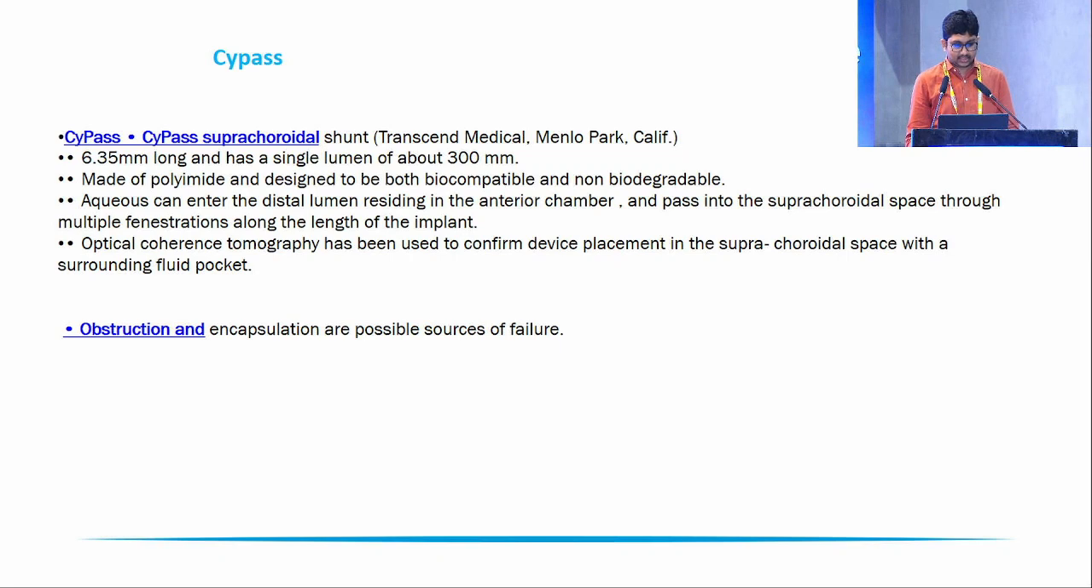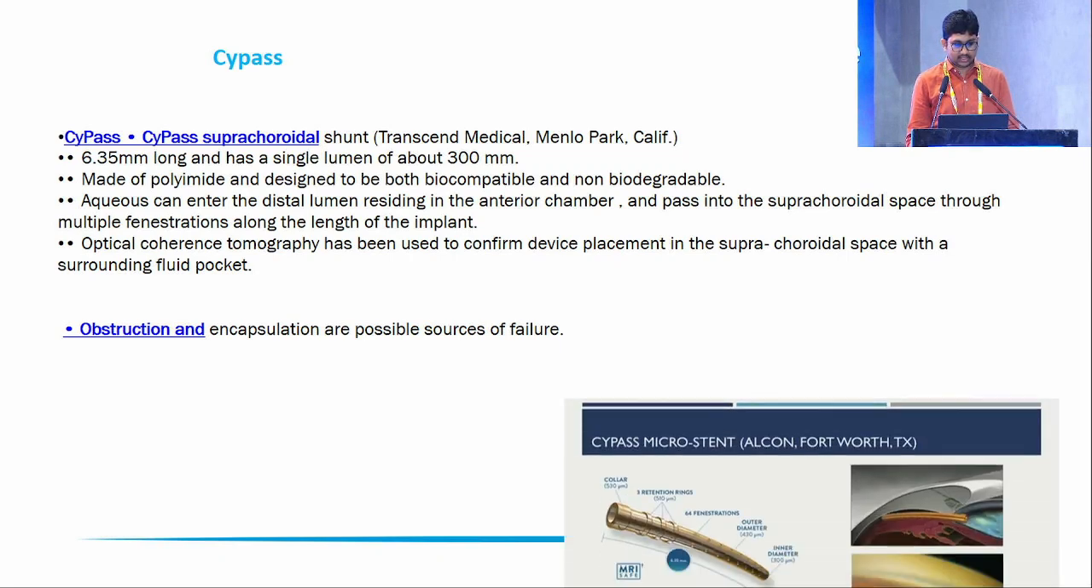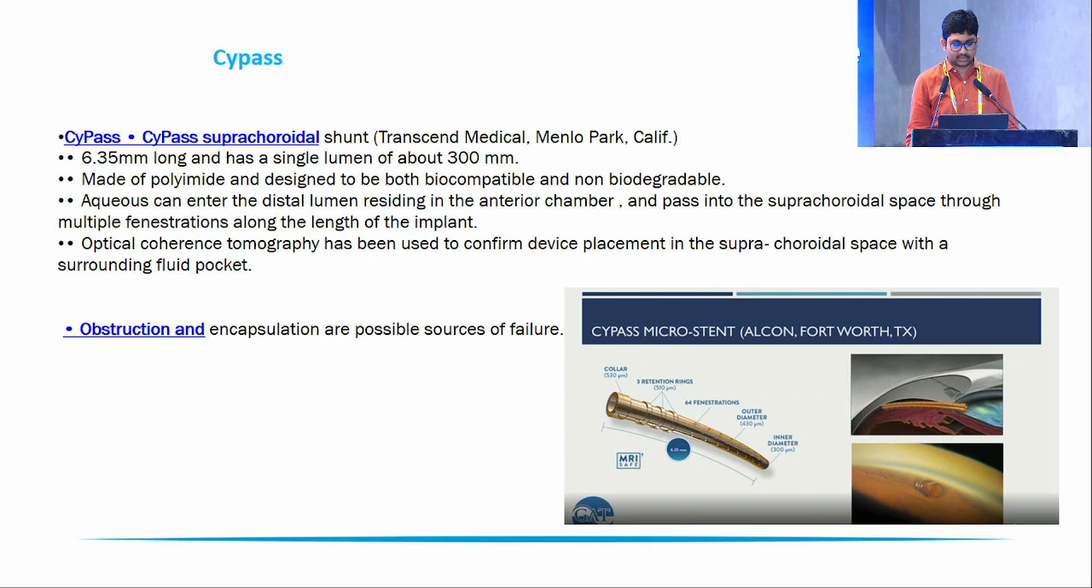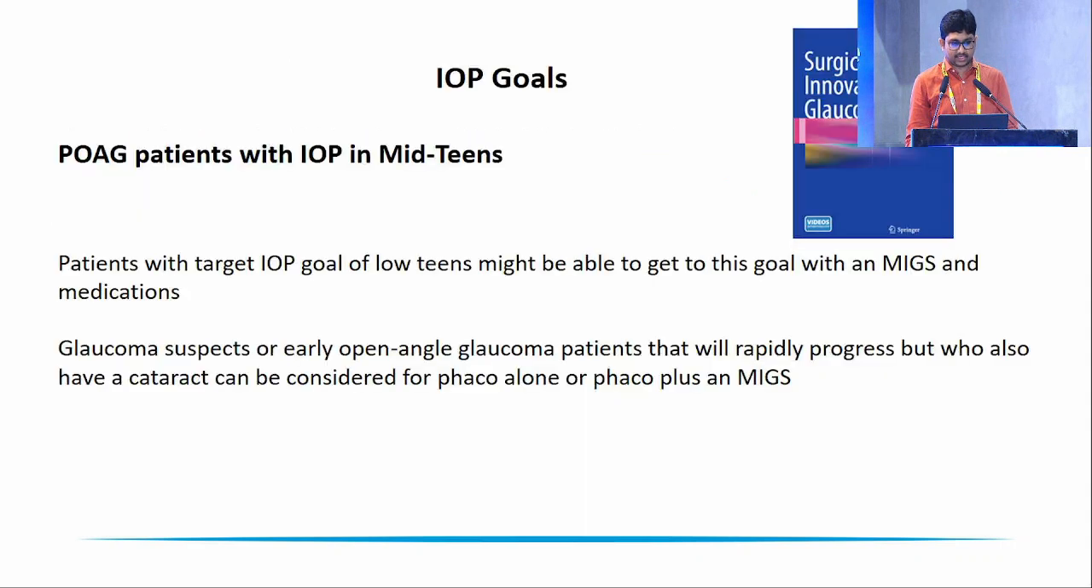And CyPass is a suprachoroidal shunt. It's 6.35 millimeters long and has a single lumen of about 300 microns. Aqueous can enter the distal lumen residing in the anterior chamber and pass into the suprachoroidal space through multiple fenestrations along the length of the implant. Obstruction and encapsulation are the possible sources of failure of the CyPass.